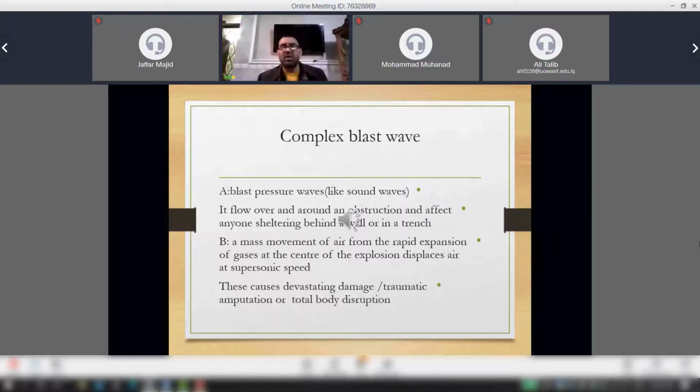And it can flow over and around an obstruction and affect anyone sheltering behind the wall or in the trench.